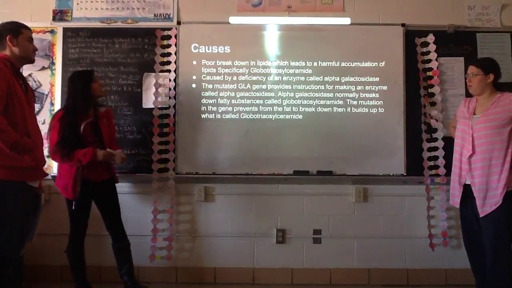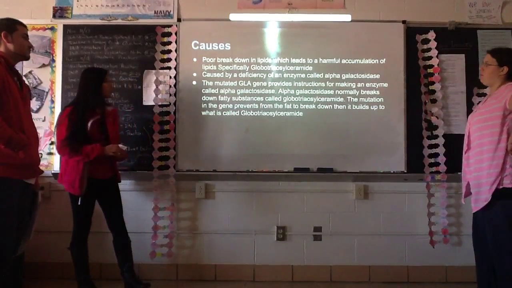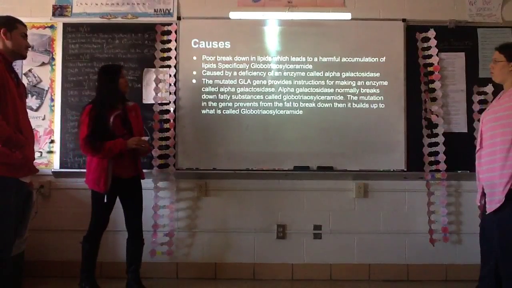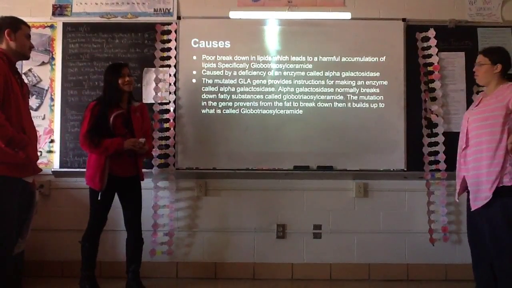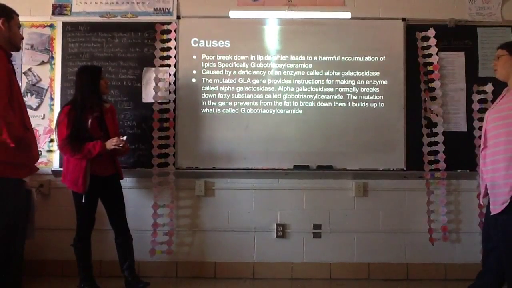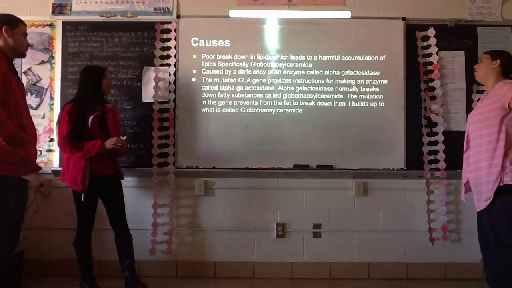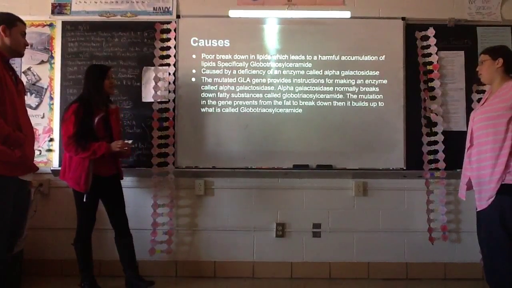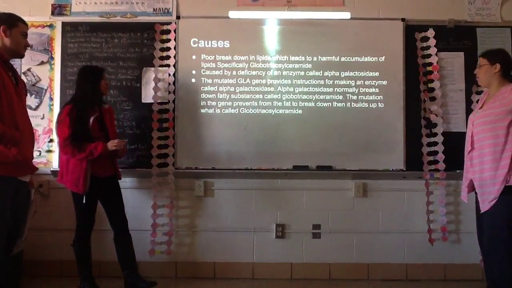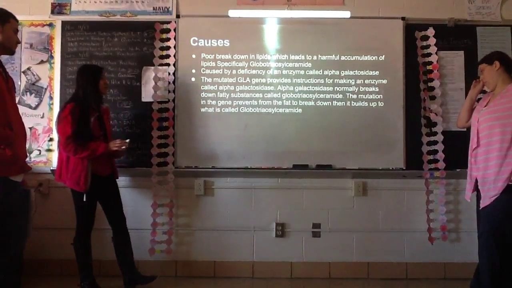It causes a breakdown in lipids, which leads to a harmful accumulation of lipids, specifically globotriaosylceramide. It is caused by a deficiency of an enzyme called alpha-galactosidase. I don't know how to say that. It is a mutated GLA gene that provides instructions for making the enzyme alpha-galactosidase. It normally breaks down fatty substances called globotriaosylceramide, and the mutation in the gene prevents the fat from breaking down, so it builds up.